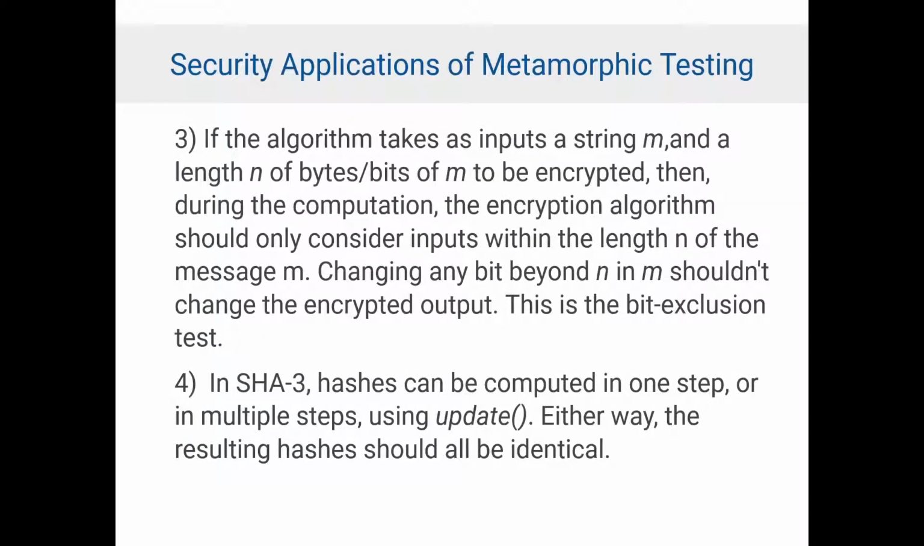Third of all is the opposite of the previous test, if you will. Namely, if you give a software a message M, or a string M, and the length n of M to be encrypted, then only those first n bytes or bits should actually be affecting the output. And so to test this, we can simply flip individual bits beyond n in M and verify that the output does not change.